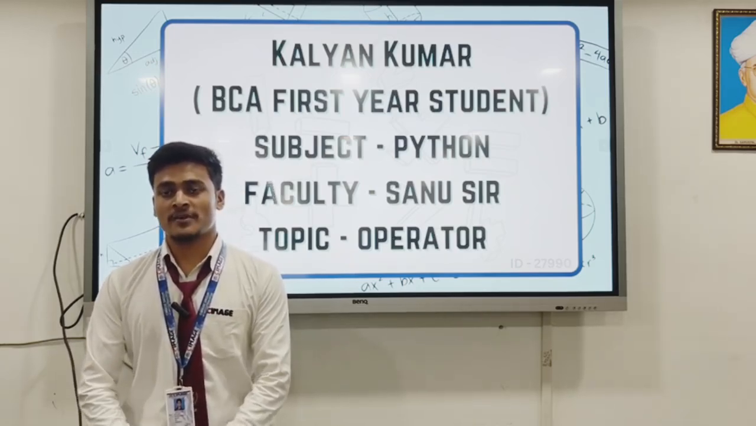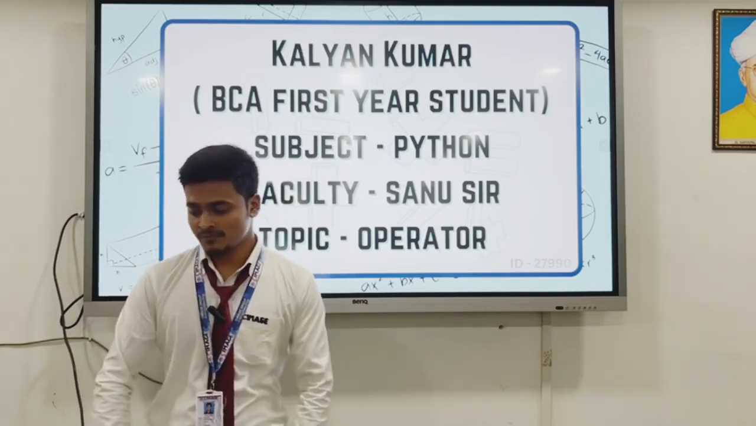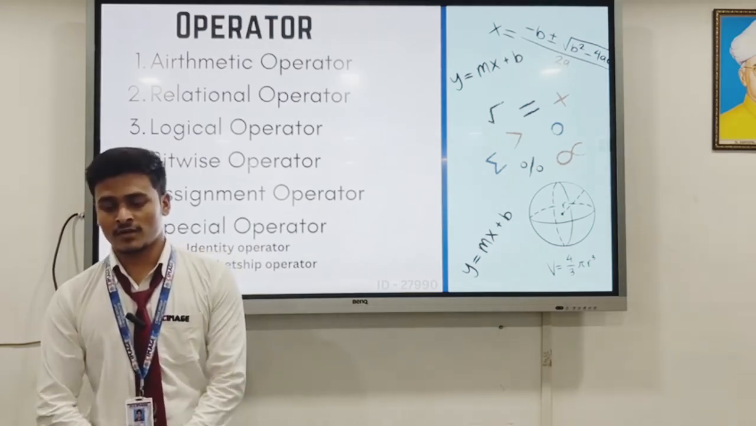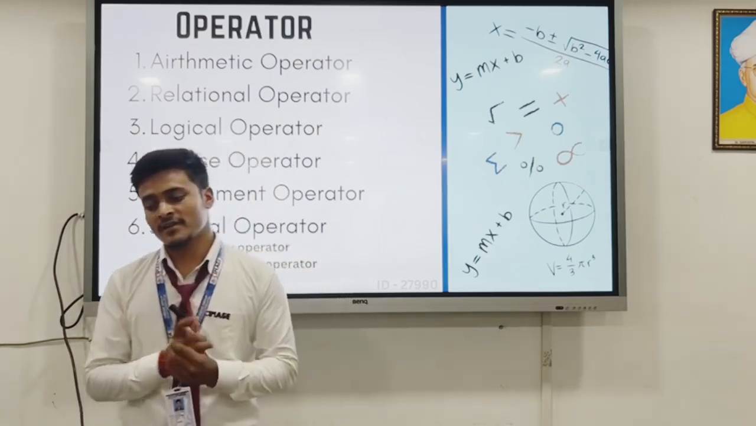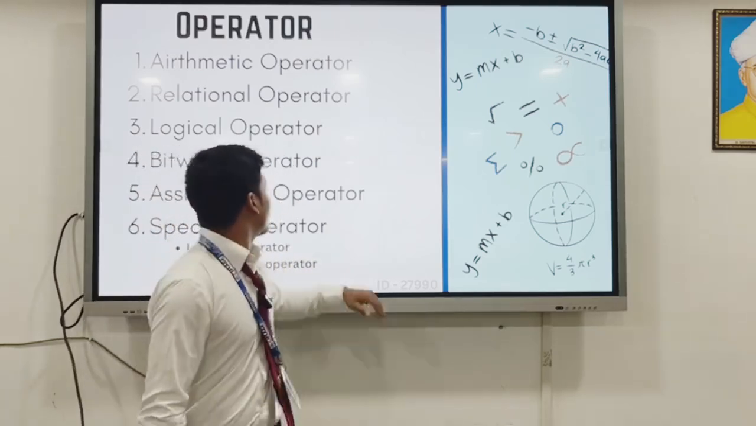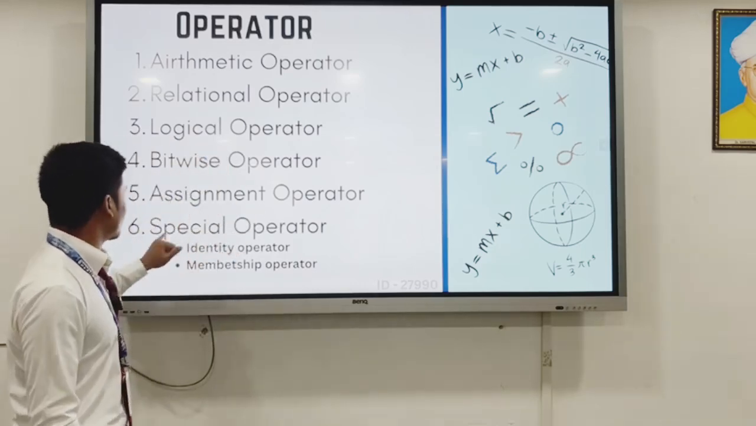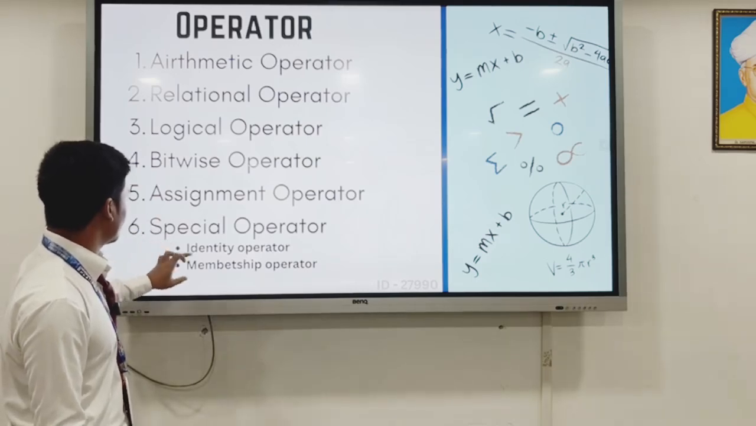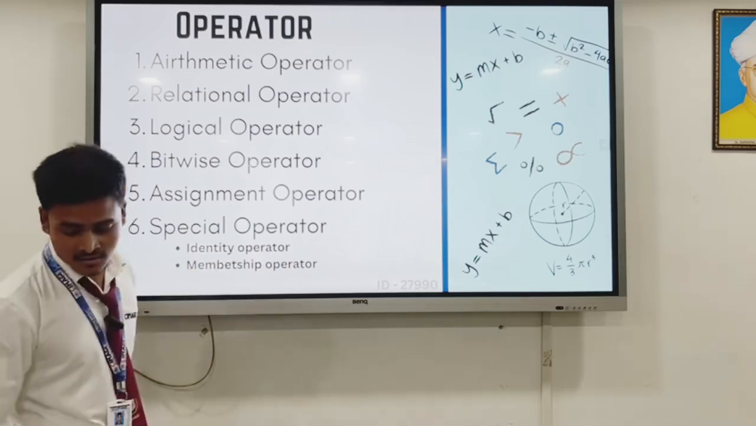Today I am going to present a presentation, and my presentation topic is operator. So let's start. First of all, operator. Operator is mainly six types. First is arithmetic operator. Second is relational operator, and third is logical operator, bitwise operator, assignment operator, and a special operator. And a special operator also contains two types, that is identity operator, and second one is membership operator.